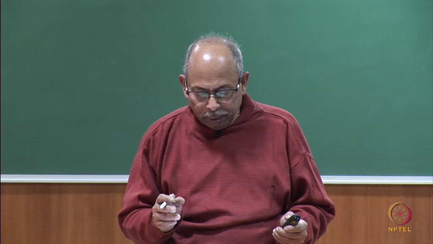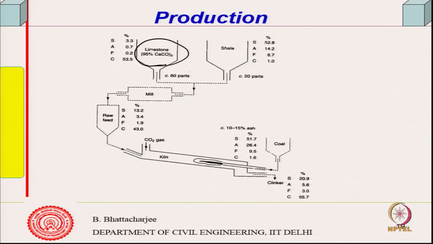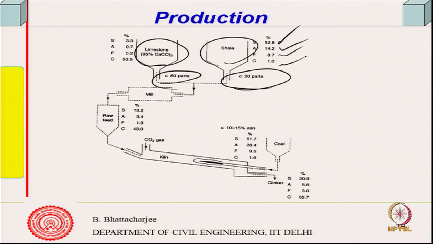1 ton of cement will produce 1 ton of, right. So, if you see that limestone 95% calcium carbonate, shale, right. So, this is 80 parts, this is 20 parts. That is what the raw feed, typically quarried material, would be. So, this will have silica 52%, alumina 14.2, iron 8.7, calcium 1% or so. Typically similar could be the composition. This will have silica 3.3, alumina 0.7, iron 0.2 and calcium 53.5%.